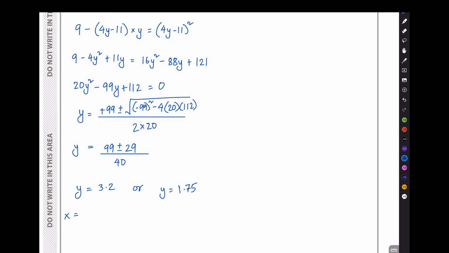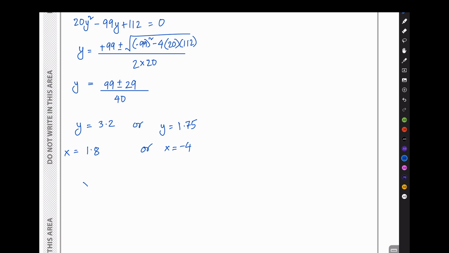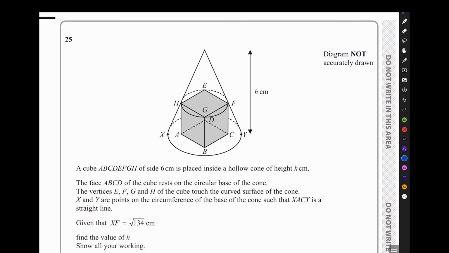So I can actually find the value of x now. The value of x can be found using this equation. So 4 times 3.2 minus 11, which is 1.8, or x is 4 times 1.75 minus 11, which is minus 4. So I'm going to write the answers in pairs. So x comma y: 1.8 comma 3.2, and negative 4 comma 1.75. So that's my answer.